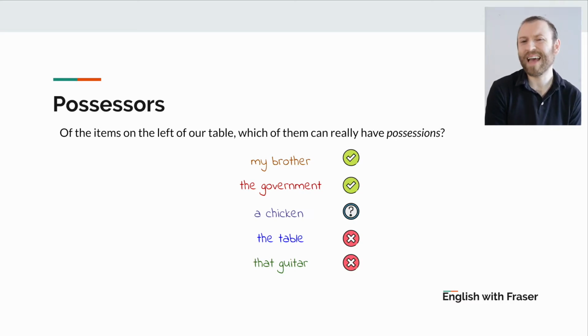A chicken can have possessions. It's difficult to see with a chicken, but animals can have possessions. You can think of maybe your dog that has a toy, or your cat has a scratching post or something like that. I think animals can have possessions. And then the other two, I think it's fairly clear that they don't have possessions in the same way as people have possessions.